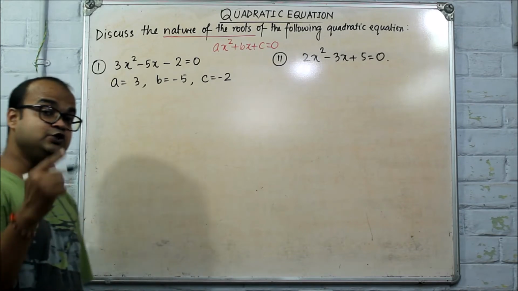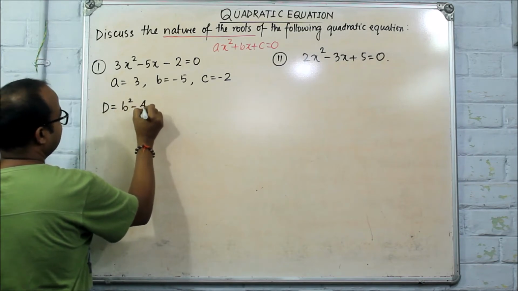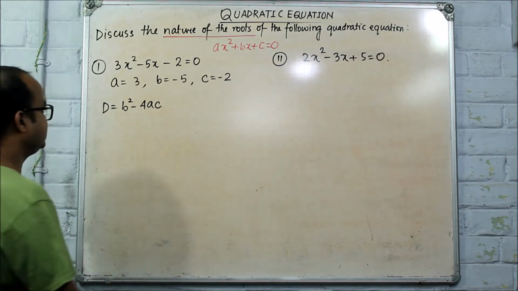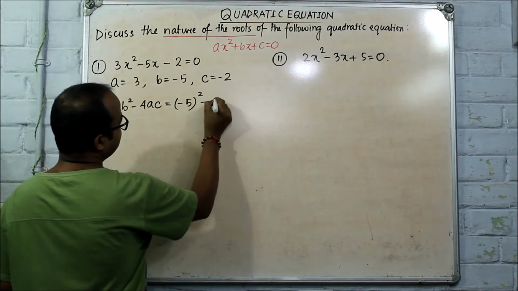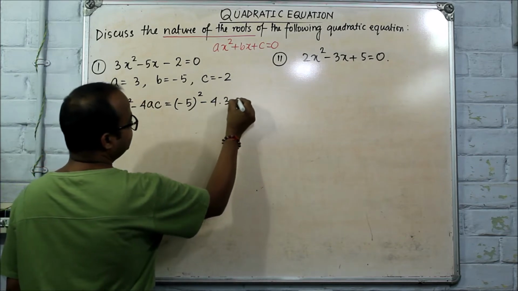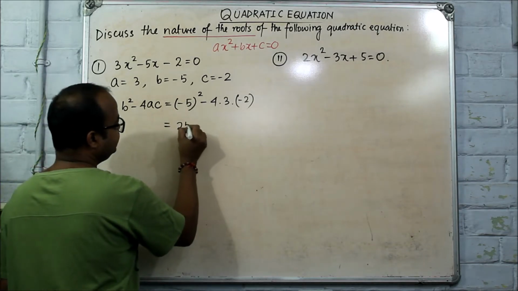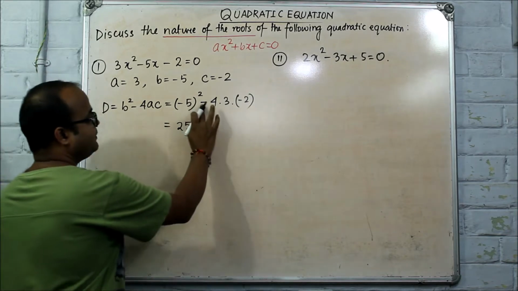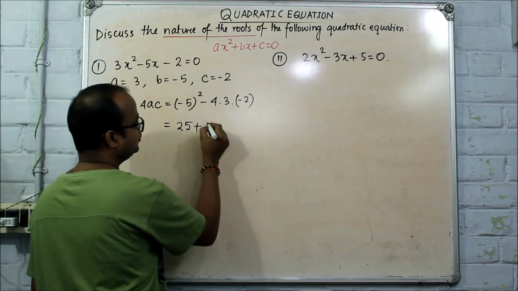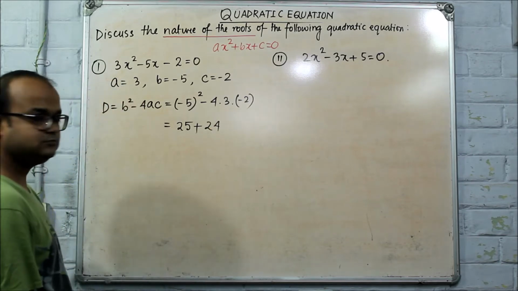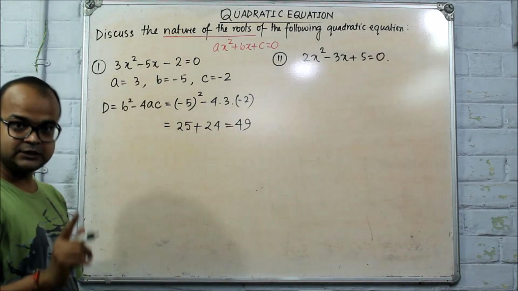Now for the nature of the roots, we need to find the discriminant, that is d is equal to b square minus 4ac. Now substitute the values. b is equal to minus 5, so minus 5 square minus 4 into a into c. Minus 5 square means 25, minus minus plus, 4 times 3 is 12, multiplied by 2, 24. So this is equal to 49. Now 49 is greater than 0.